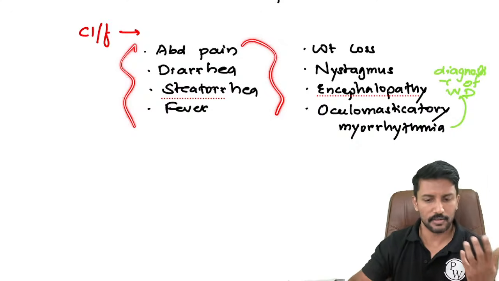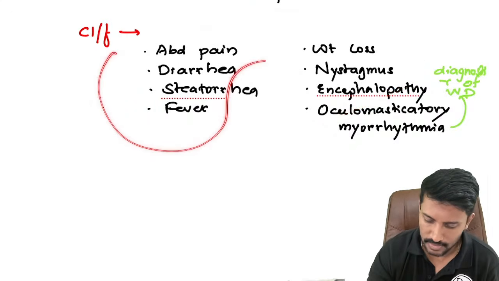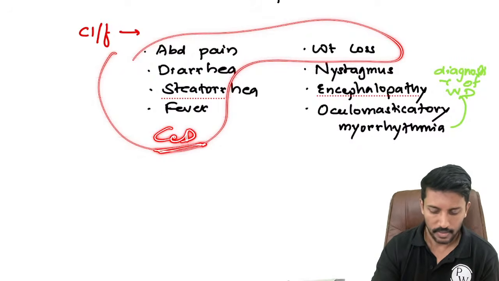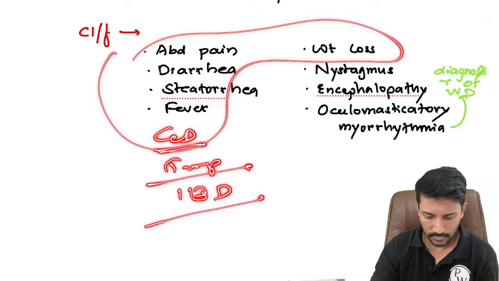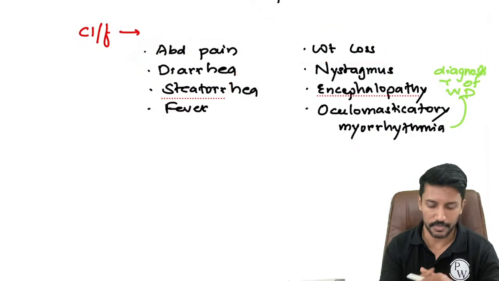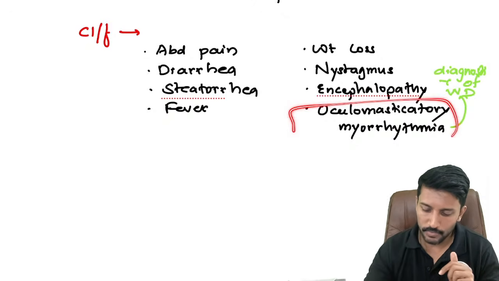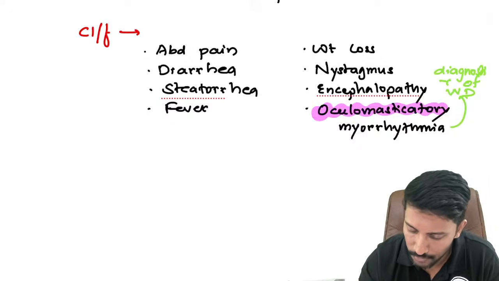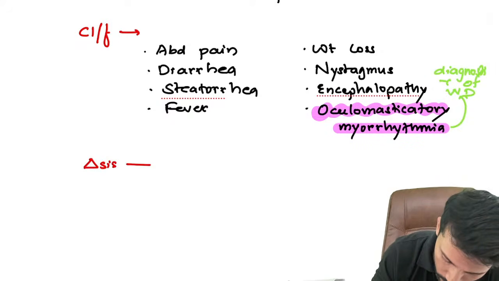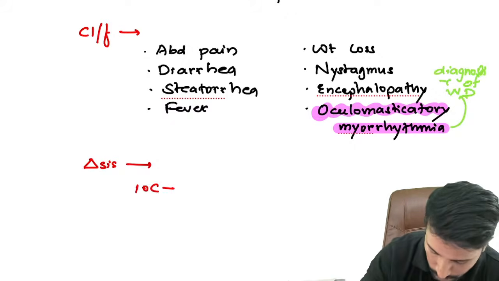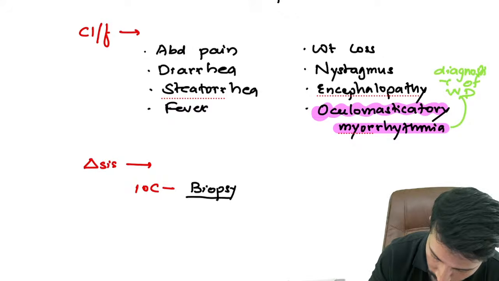Otherwise, it's just like any other chronic bowel pathology, right? This patient, if he presents with these symptoms, it may be celiac disease, it may be tropical sprue, it may be inflammatory bowel disease, or any other chronic bowel pathology. So diagnosis will be established on biopsy. But if I get someone with oculomasticatory myorrhythmia, I don't have to go for the biopsy, right? So the investigation of choice will be biopsy. And what biopsy finding am I looking for?